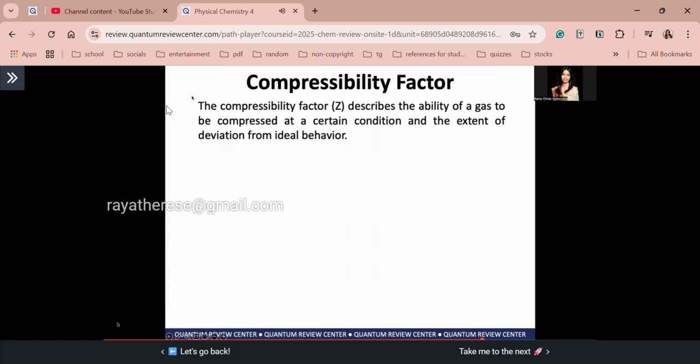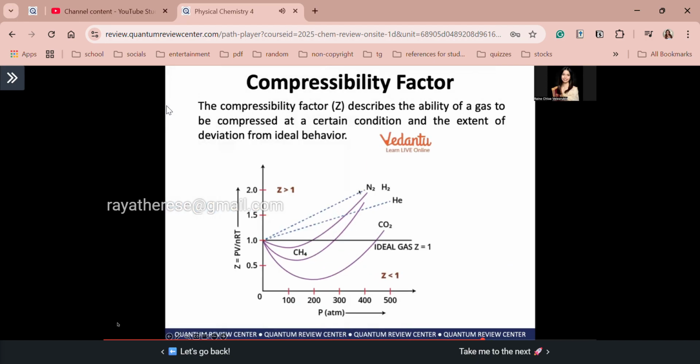So this graph describes what happens if Z is greater than 1 and Z is less than 1. Again, Z is less than 1 is due to the increasing IMFA strength. Z is greater than 1 because of the gas molecule's volume, which contributes to the total gas volume, which increases V actual. That is why Z is greater than 1 in that case.